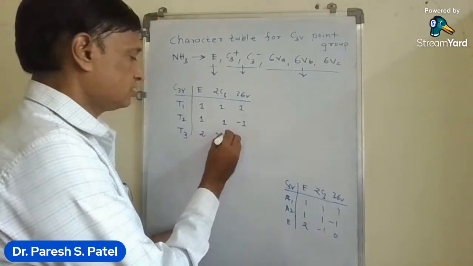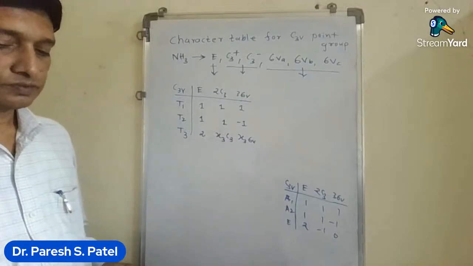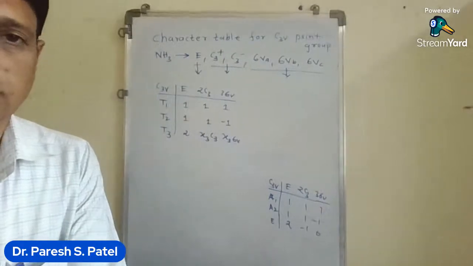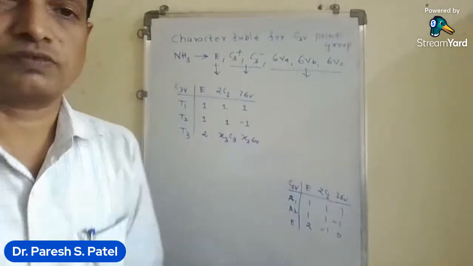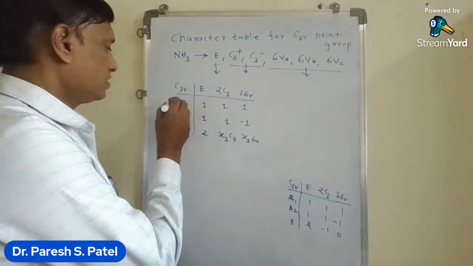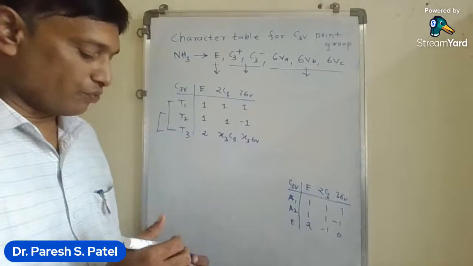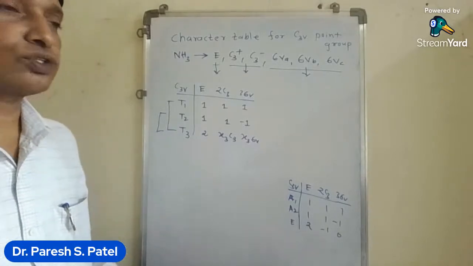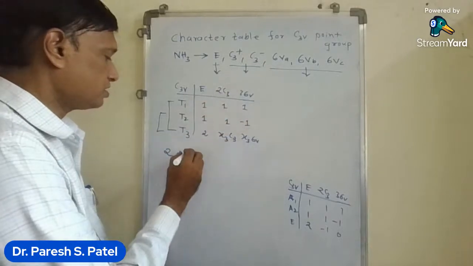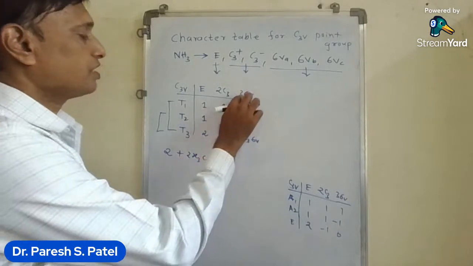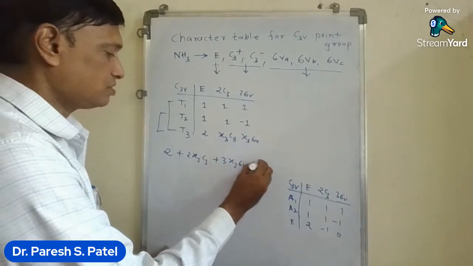Now to get the characters for the third irreducible representation, first of all we take T1 and T3 and T2 and T3. According to rule number 4, any two irreducible representations are orthogonal to each other. So if we take T1 and T3, then 1 into 1 into character 3 E, that is 2, plus 2 into 1 into character 3 C3, plus 3 into 1 into character 3 sigma V is equal to 0.